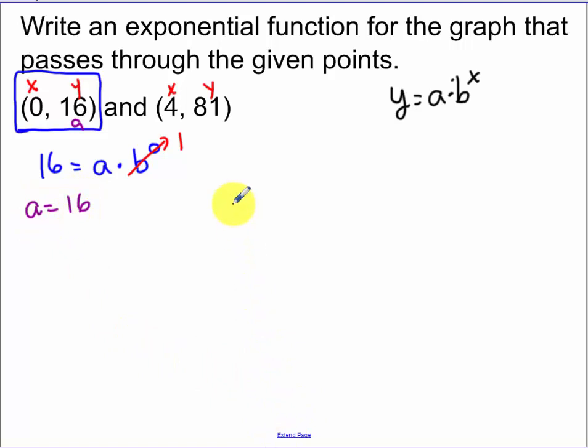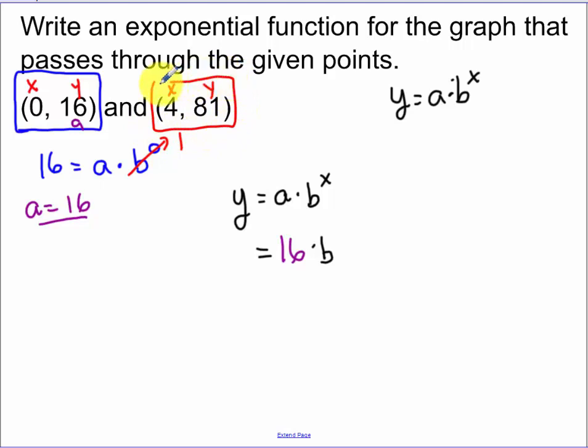So now let's again look at this. y equals a times b to the x. And let's start substituting in. We have a is 16, so substitute a to be 16. I don't know what b is yet, but using the other point, I have an x and a y. So I have an 81, and then I have b to the 4th power.